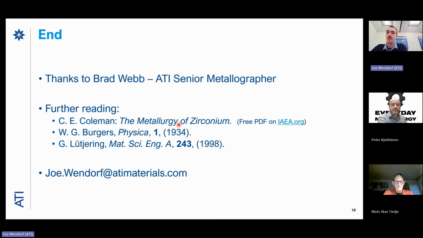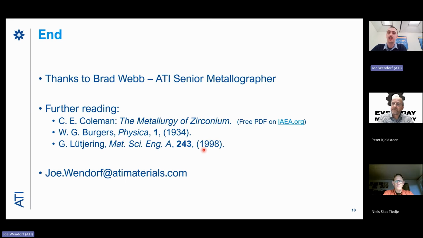Yeah. So volume 1 goes into a lot more detail of how pressure tube manufacturing is done, if anyone wants to learn more. This is the original paper by William Burgers, where the Burgers orientation relationship was first discovered back in 1934. And then this paper by Lütjering, it's about titanium, but like I said at the beginning of the talk, titanium and zirconium are very similar in terms of the fundamental theory, and it goes through a lot of detail about how we can control the microstructure through processing.